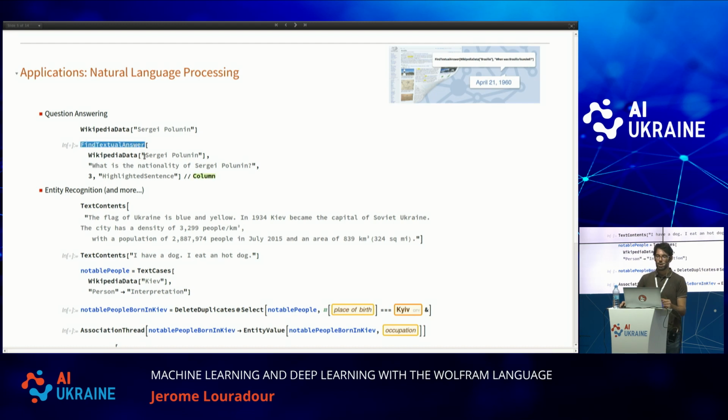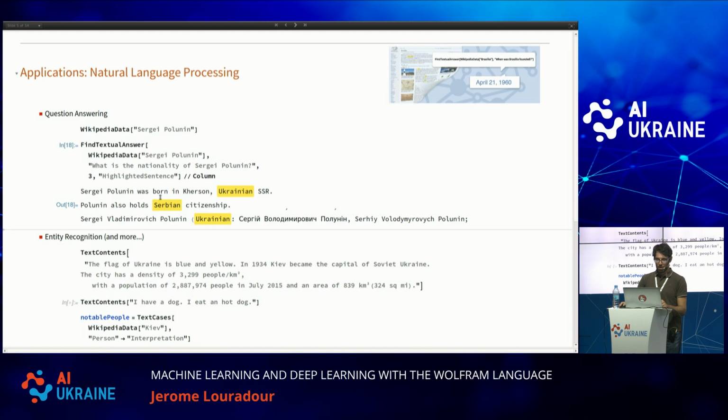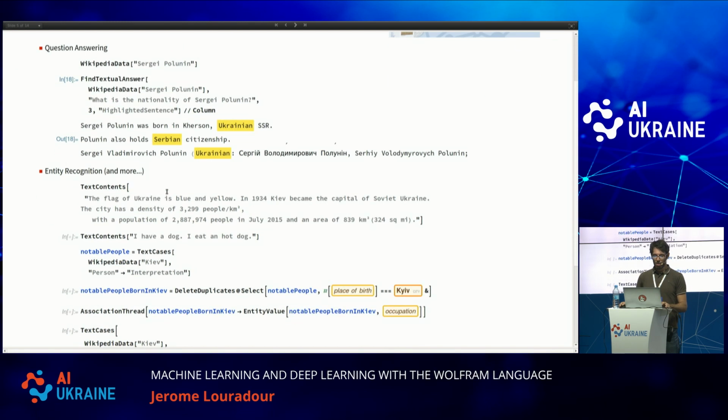And here I'm going to ask on this big text a question: what is the nationality of Sergei Polonin? And then I ask to have the 3 answers and to display the highlighted sentence. Then it's answering, highlighting what can be the nationality of Sergei Polonin. So this is based also on neural networks.